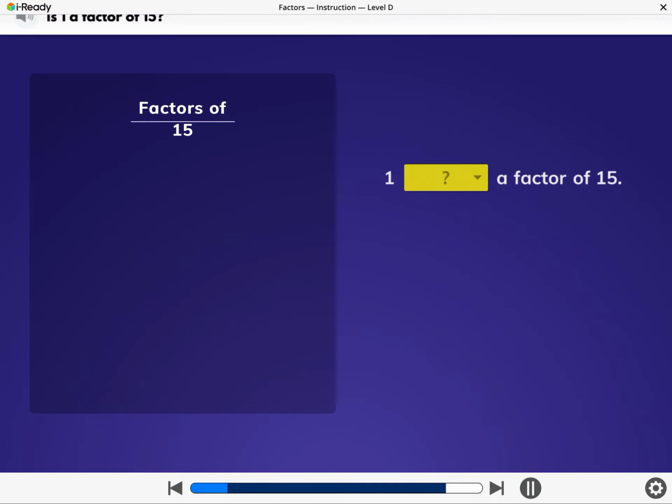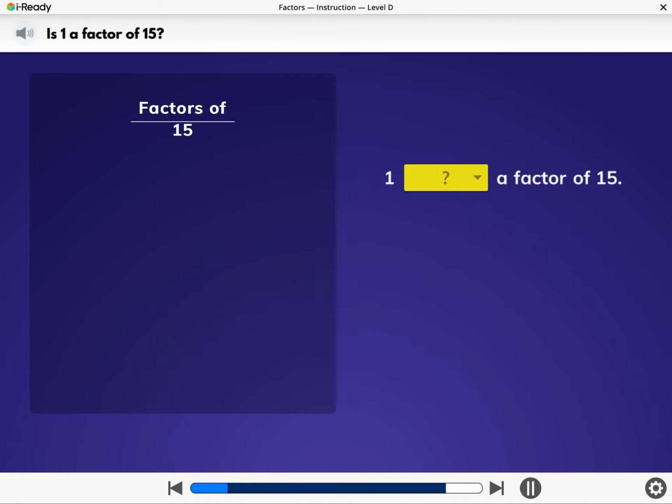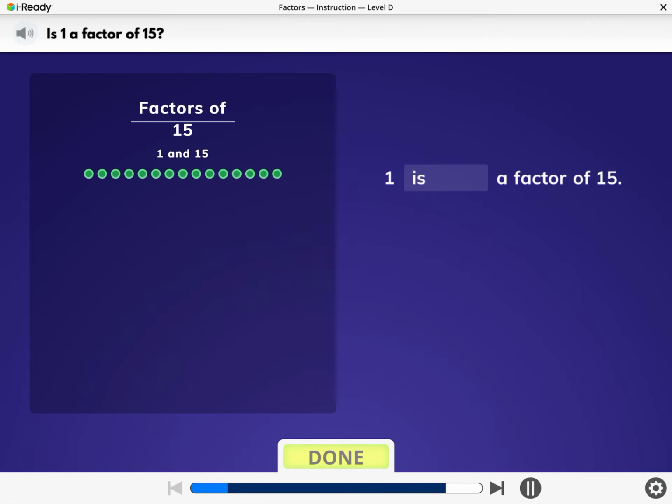Start with 1. Is 1 a factor of 15? You can make one row of 15. Is 2 a factor of 15? Two is not a factor of 15. Is 3 a factor of 15? You can make 3 rows of 5.